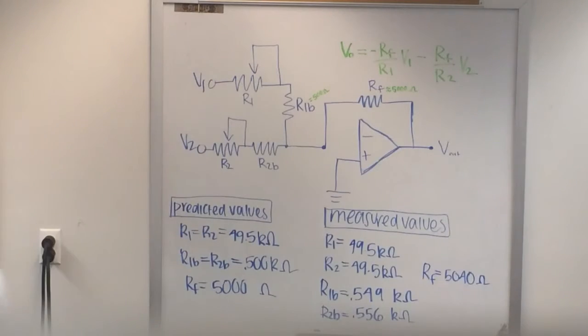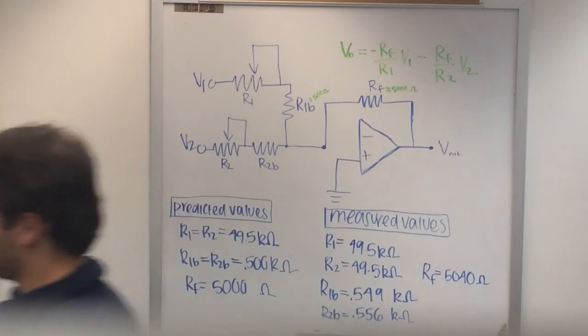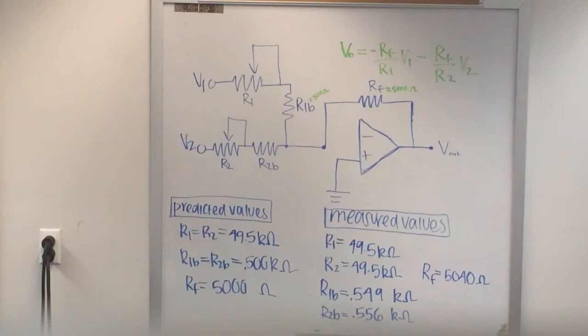I'm going to briefly provide rationale for our choice of component values. So, the basic premise of choosing values for our diagram was that the ratios, which are called the weight terms, RF over R1 and RF over R2 range from 0.1 to 10.